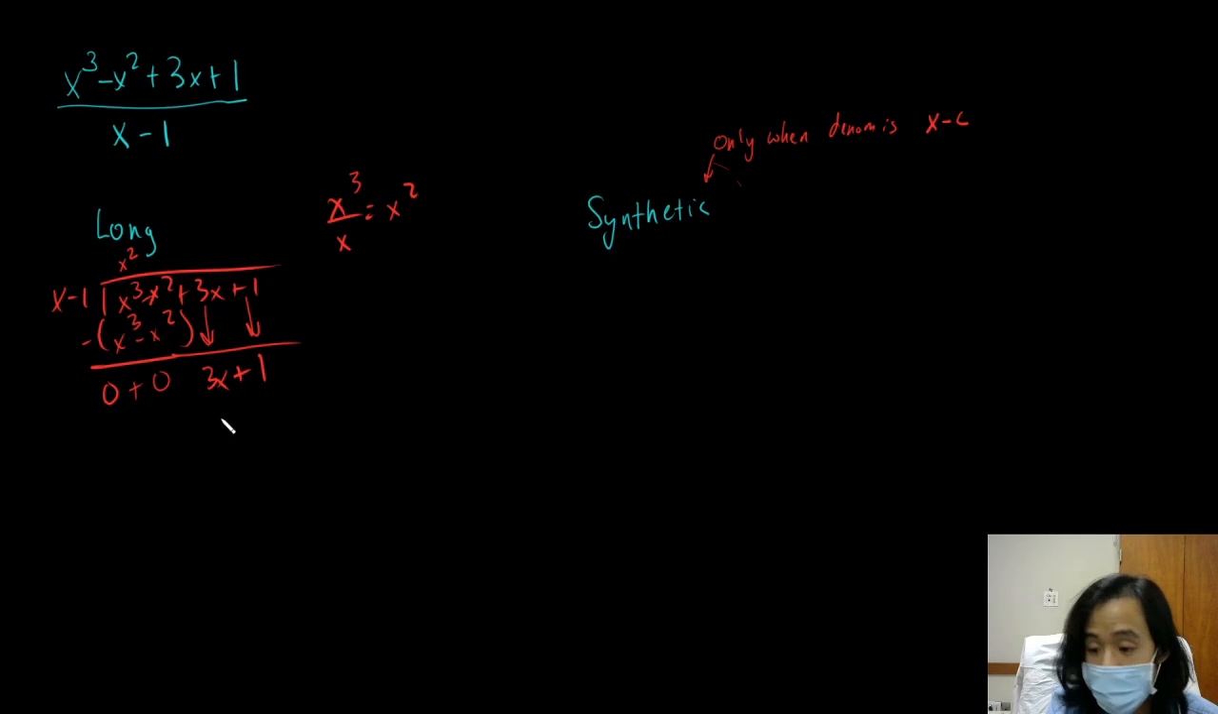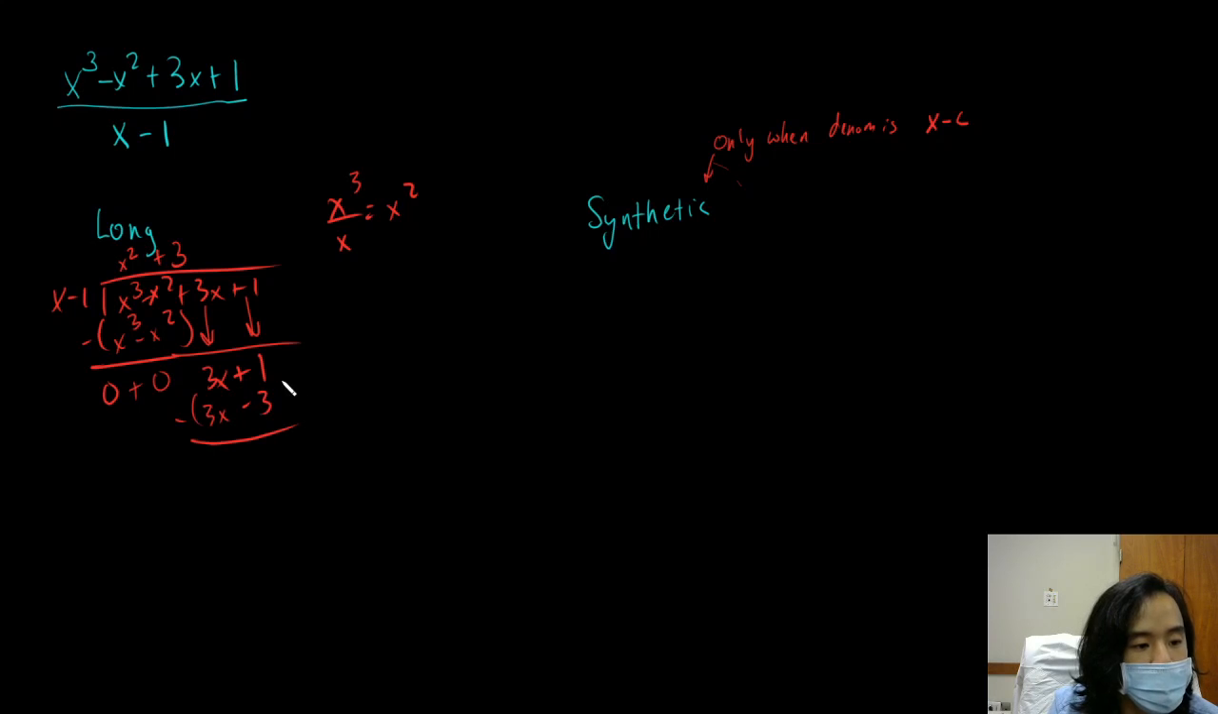The reason why we brought down both of these is because we brought down 3x, and we're not going to have anything for this 1 to subtract. So you'll see what I mean. How many times does x go into 3x? It goes into it 3 times. So we have plus 3 at the top. We get 3x minus 3. And we subtract down. 3x minus 3x is 0. 1 minus negative 3, that's 1 plus 3. It's going to be 4.